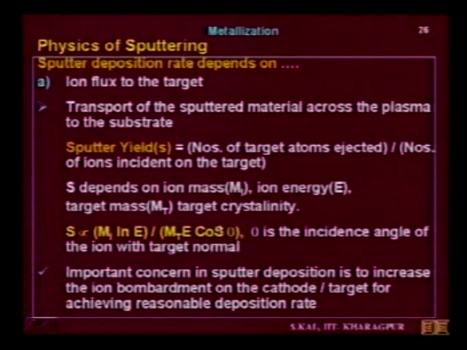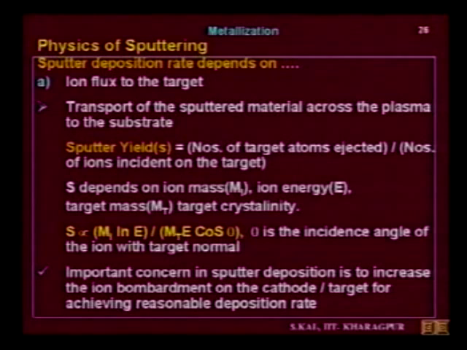An important concern in sputter deposition is to increase the ion bombardment on the cathode, meaning the target, for achieving a reasonable deposition rate. How to increase the ion bombardment on the target? That is the primary concern in order to have higher deposition on the substrate surface. So these are the mechanism of sputtering, the physics of sputtering and the different parameters which govern the sputtering process.